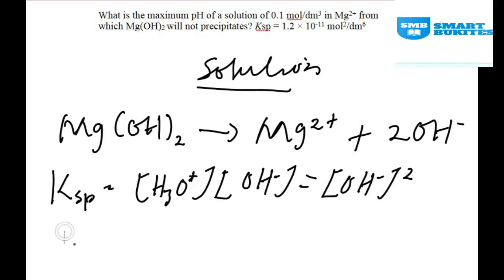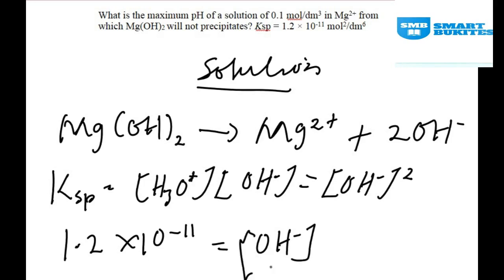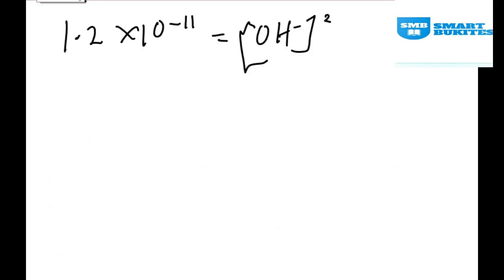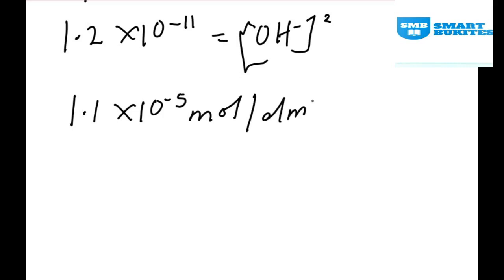Then we say 1.2 times 10 exponential minus 11 is equal to hydroxyl ion square. So if you look at this, we don't need hydroxyl ion square, then we take the square root of both sides, and so by taking the square root we get 1.1 times 10 exponential minus 5 mole per dm cube is equal to OH, that's hydroxyl ion.